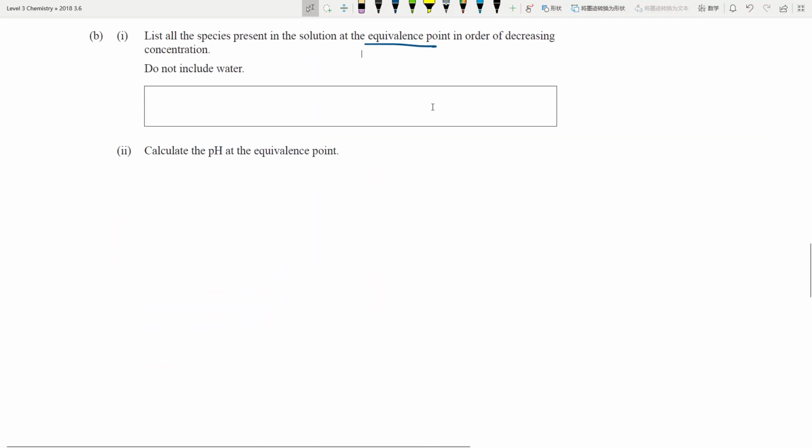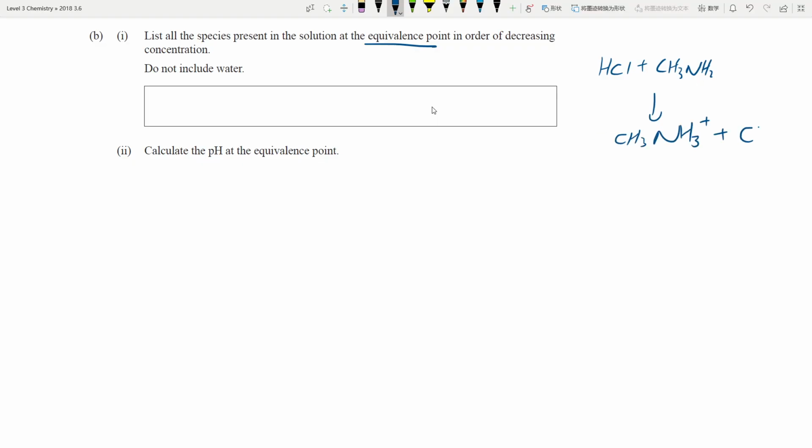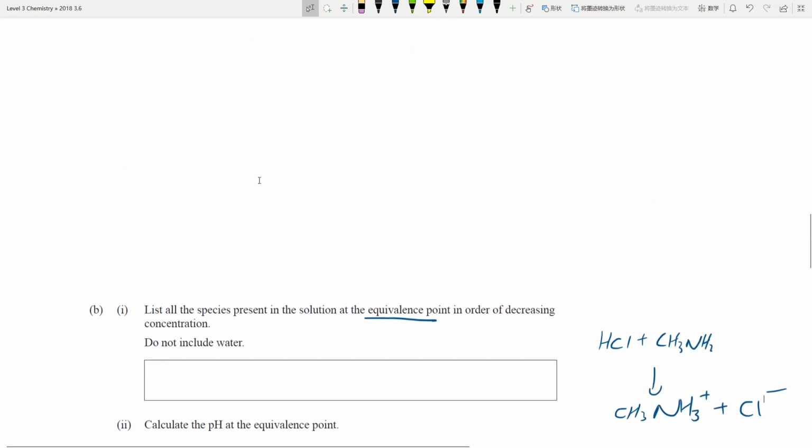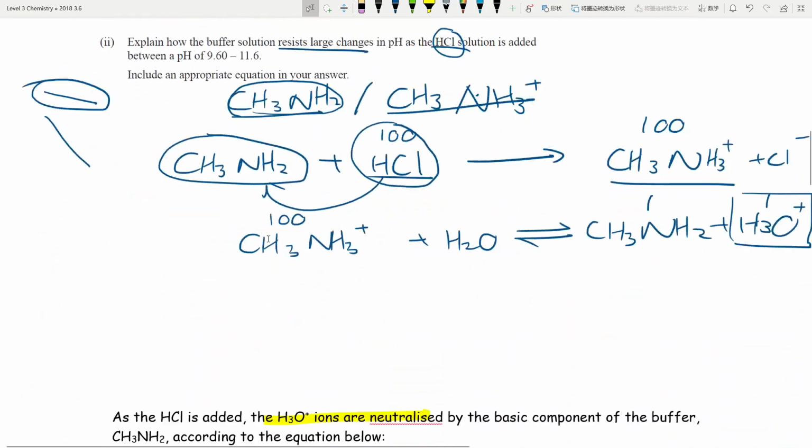So let's just write it here. We have HCl plus CH3NH2, and then that goes to CH3NH3+ and Cl-. Okay, I believe that's what it was. Let's just double check. Yes, that was.